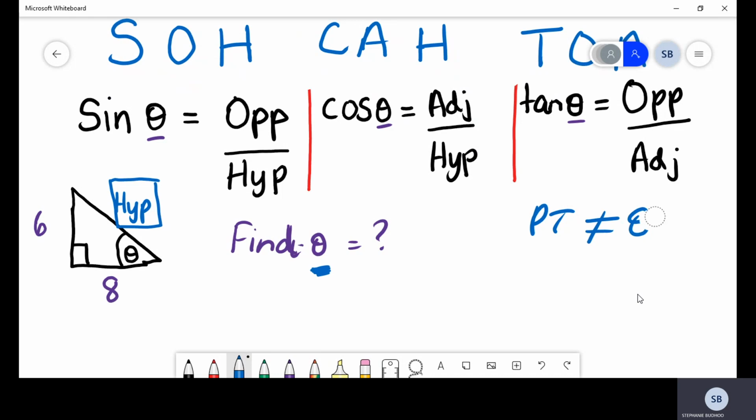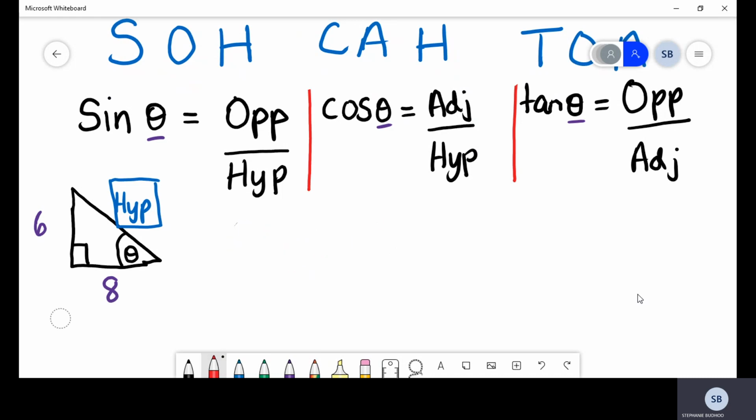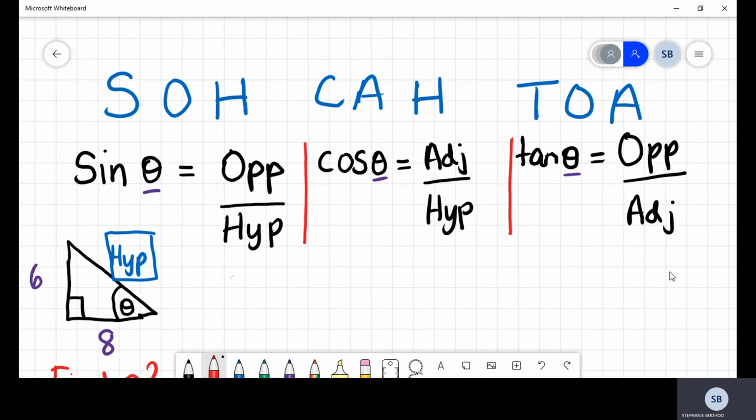So we have to resort to SOHCAHTOA. So we have 3 ratios. How do we figure out which one to use? Well, I have a method. I think a lot of people have different methods, but I'll show you mine. We are going to find the theta at the bottom corner, and I'm going to show you guys my method.